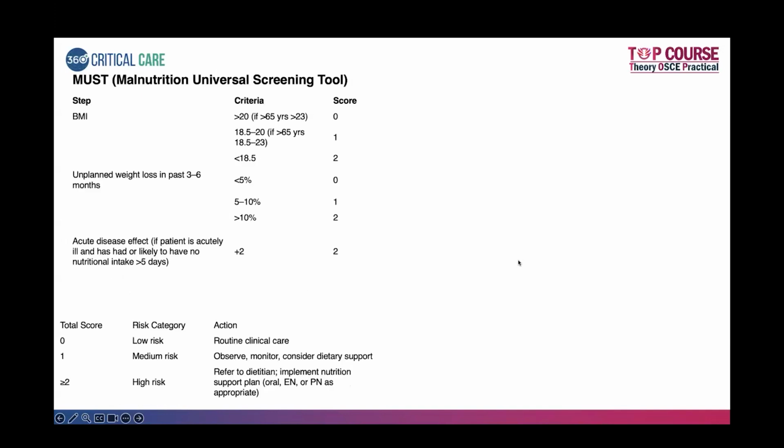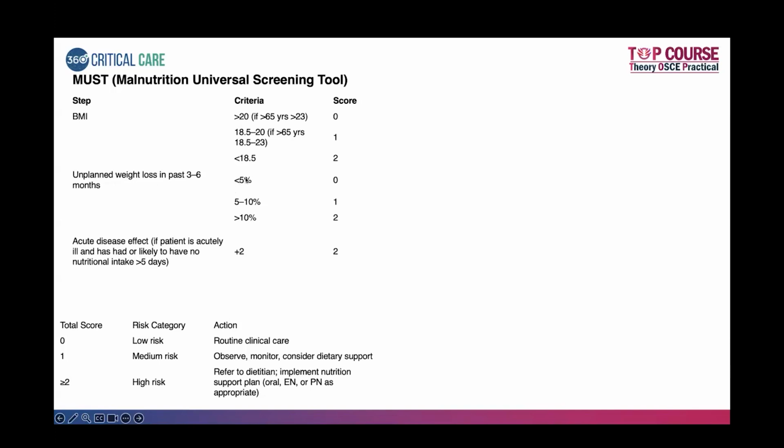Then you have something called the MUST tool, that is the Malnutrition Universal Screening Tool. So here we have 3 factors that you need to keep in mind. One is the BMI, the next one is the unplanned weight loss in the past 3 to 6 months, and acute disease effect, if the patient is acutely ill and has had no intake in the last 5 days. So the BMI cutoff is between 18.5 to 20.